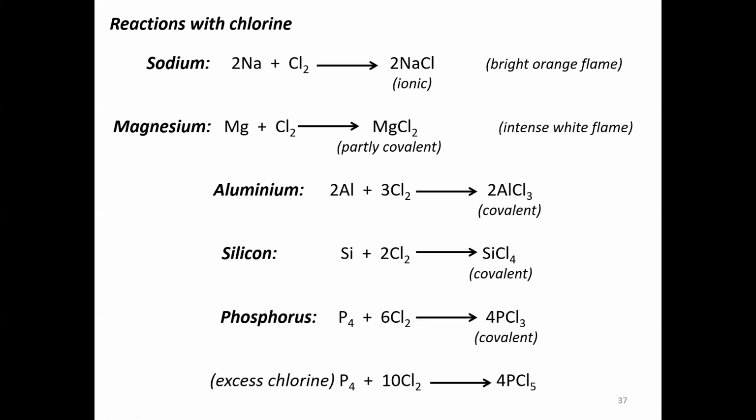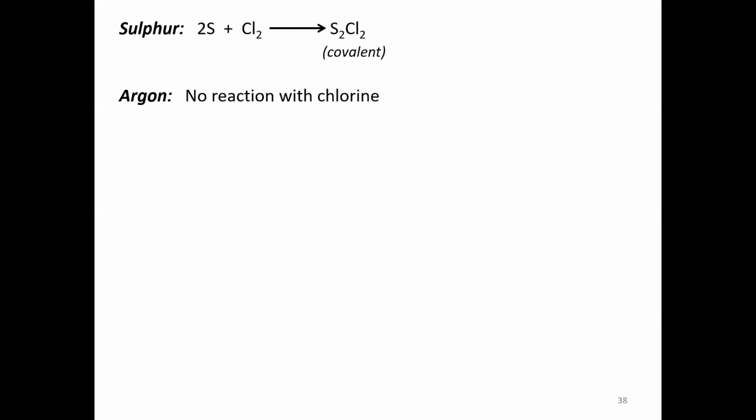The elements are covalent, so we expect their compounds to also be covalent due to the difference in electronegativity, which is not much. Your sulfur will also form a covalent compound, sulfur chloride, while argon has no reaction with chlorine. Argon is a gas, so it does not react with chlorine.